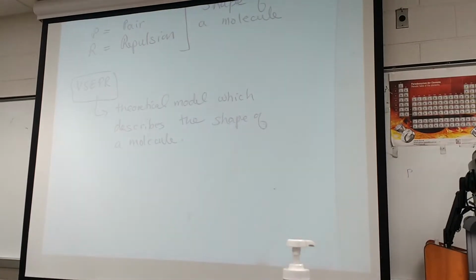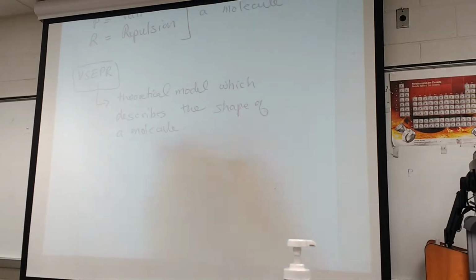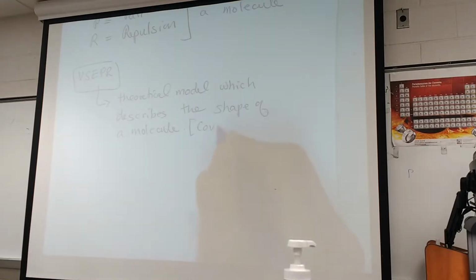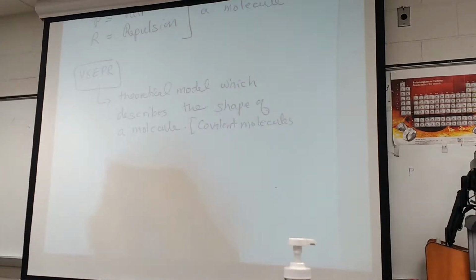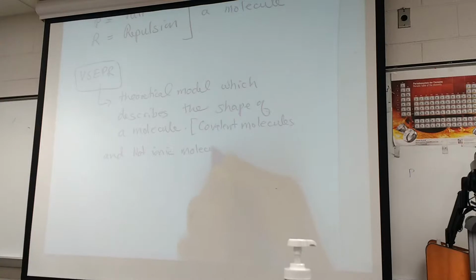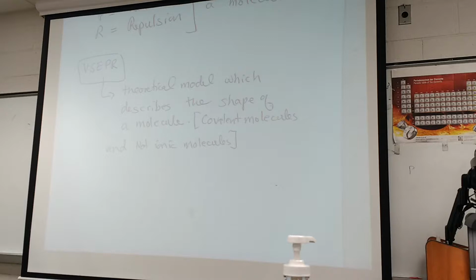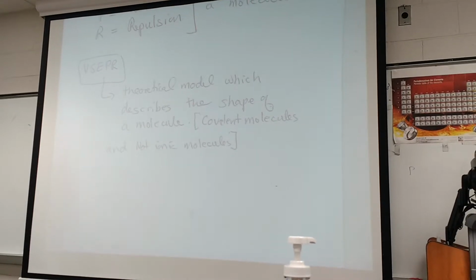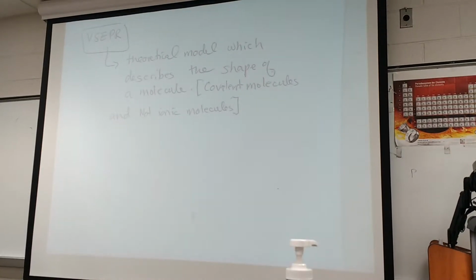This is only for covalent molecules, not ionic molecules. So it's mostly for covalent molecules, and we know that covalent is non-metals combined, no metal there. That's how this theoretical approach comes in.